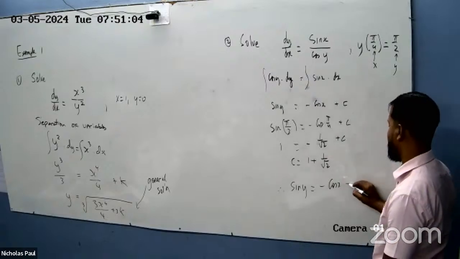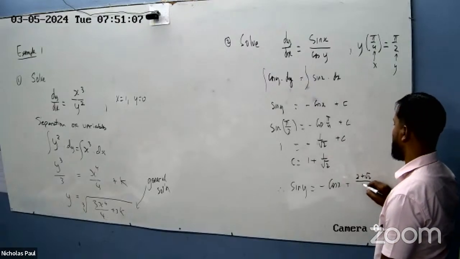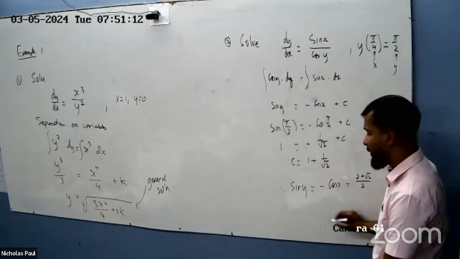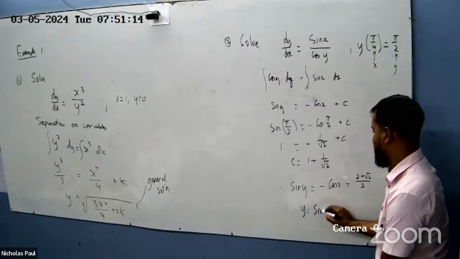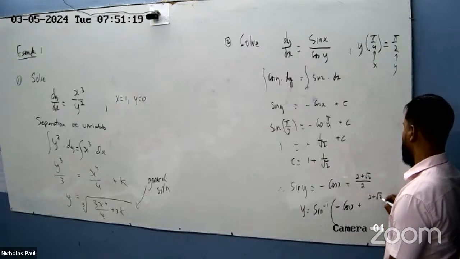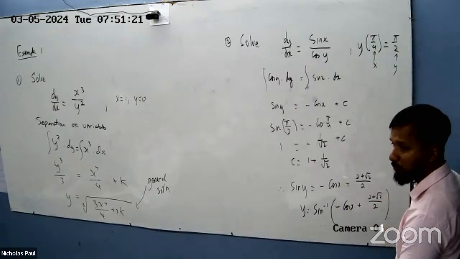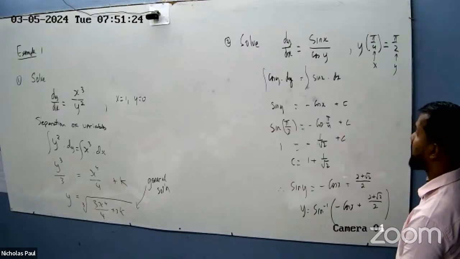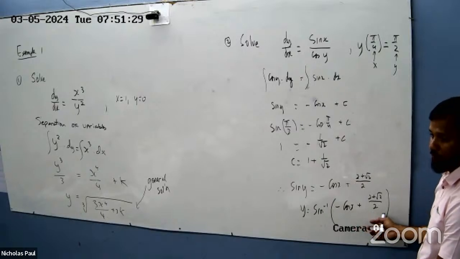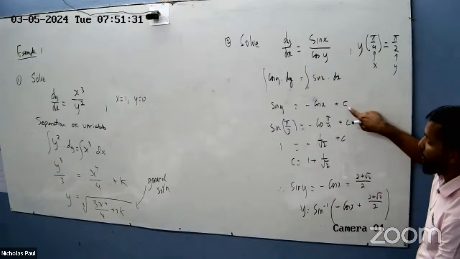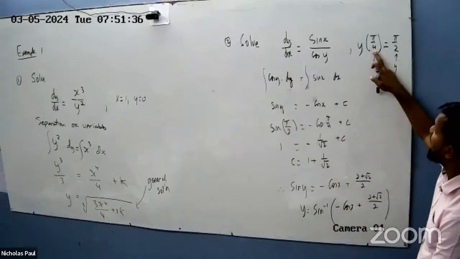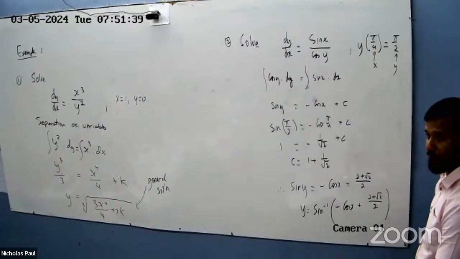All right, I'll write it like that: 2 plus root 2 all over 2. But don't leave your answer like that. Make y the subject. Sin inverse of minus cos x plus 2 plus root 2 over 2. Finally, this is your particular solution. Please remember, the earlier one is a general solution. This is a particular solution, when x is this and y is this.